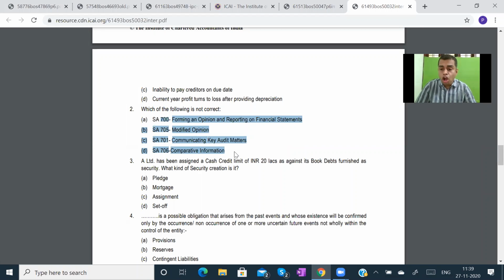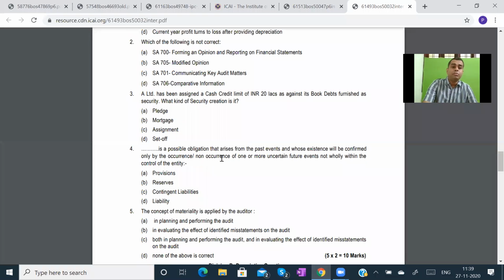Which one is wrong? Everybody is saying D because 706 is emphasis of matter and other matter paragraph. 710 is comparative information. So they are saying 706 comparative, which is wrong. So the correct answer is D. I'm happy everybody told it correct. Next, read the next one, ma.